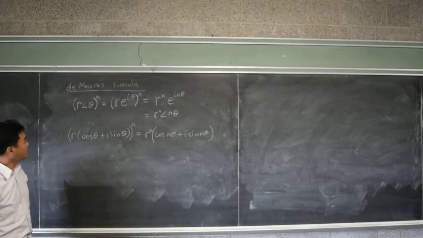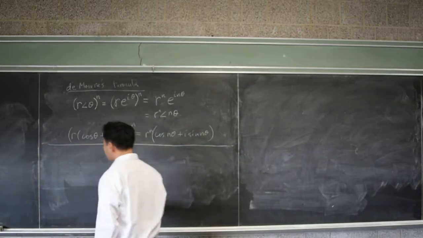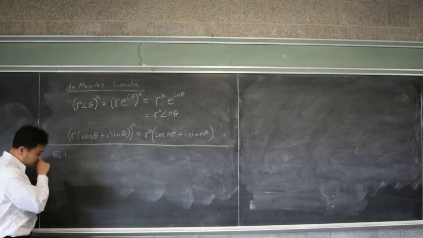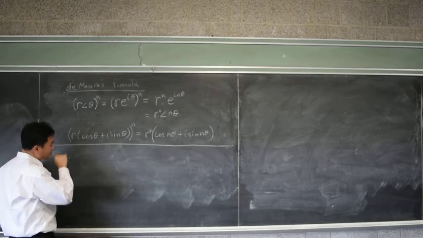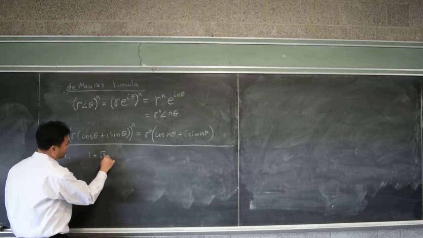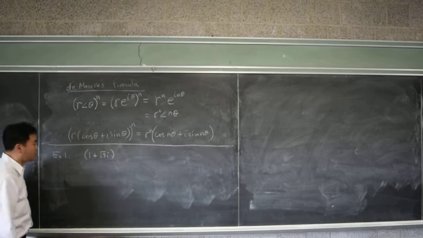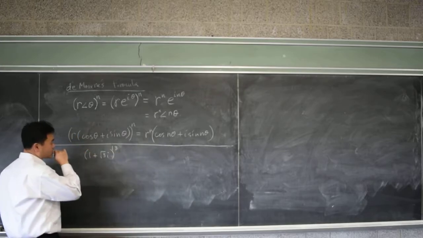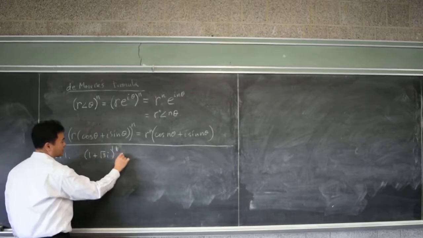Now, when do we need such a thing? Let me give you some example. If you have, say, 1 plus square root of 3 i, and you were asked to take, say, 13 powers. Is that too much? I think that's too much. 11 powers.